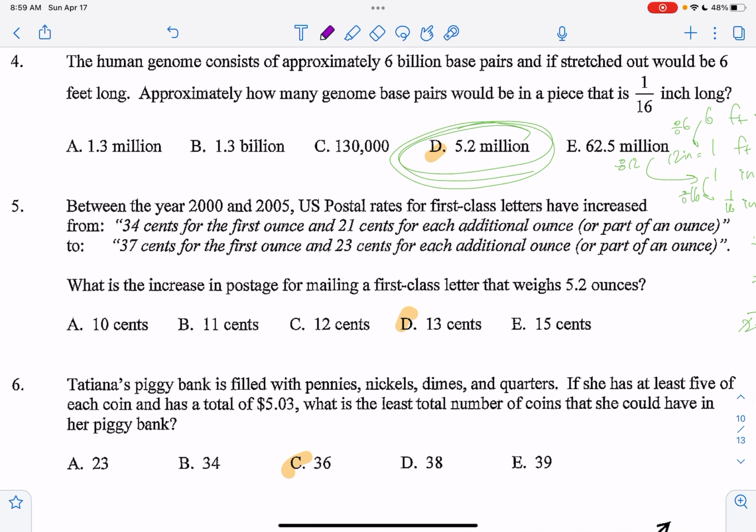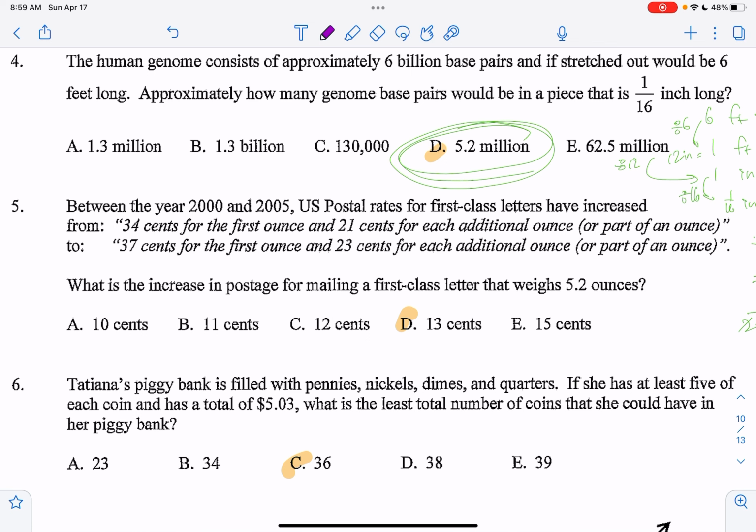Next, for number 5, between the years 2000 and 2005, the U.S. postal rates for first-class letters have increased from 34 cents for the first ounce and 21 cents for each additional ounce, or part of an ounce, to 37 cents for the first ounce and 23 cents for each additional ounce. What's a percent increase in postage for mailing a first-class letter that weighs 5.2 ounces?